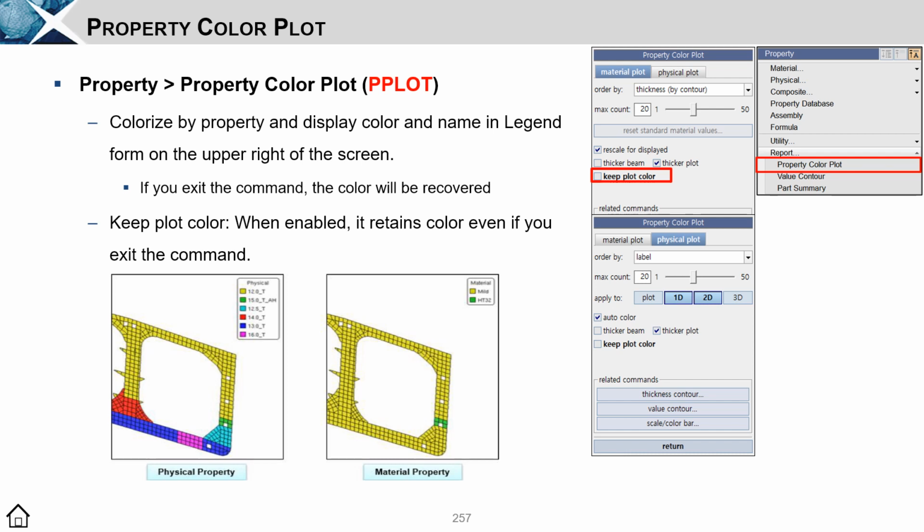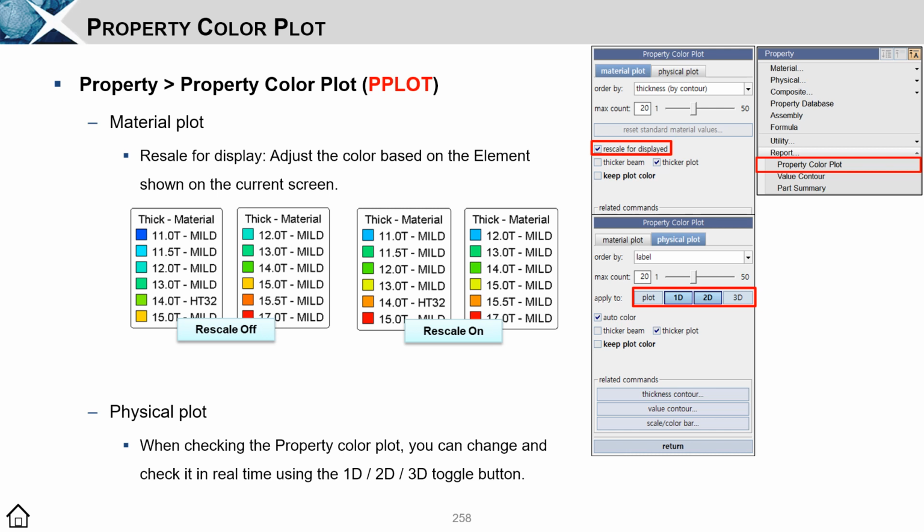The property color plot command is a function that displays colors and names in legend form at the top right of the screen by material and property. If you leave the command, the color will be restored, but if you enable the Keep Plot Color option, the color will remain even if you leave the command. The Material Plots Rescale for Displayed option outputs color adjustment based on the elements shown on the current screen. You can check the property color plot for the element in real time using the 1D, 2D, 3D button in the Physical Plot option.